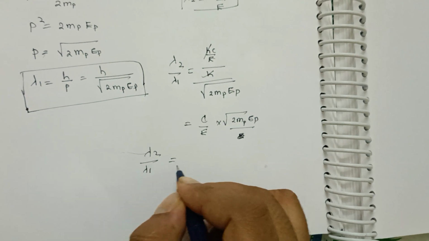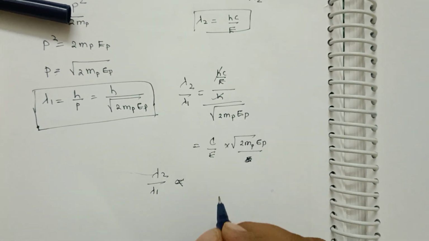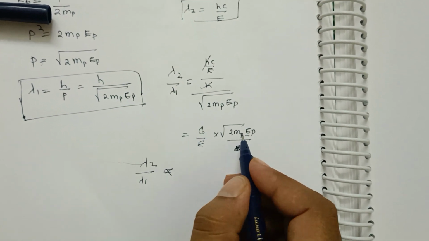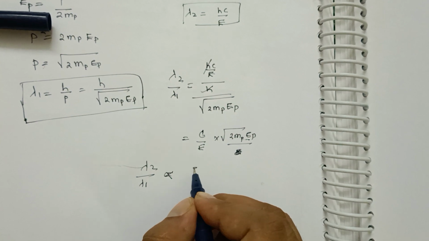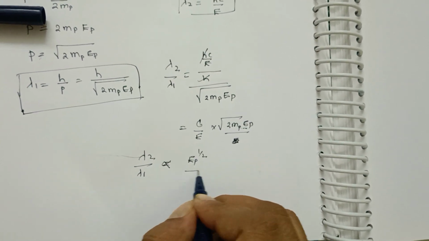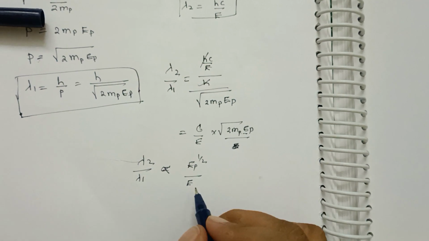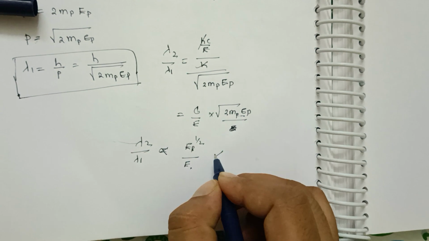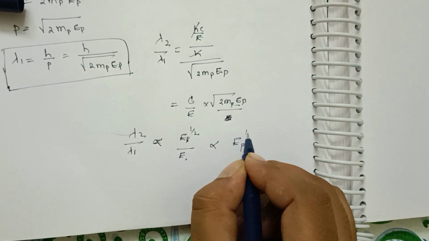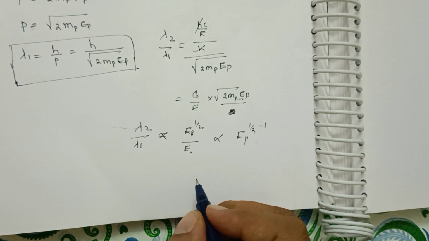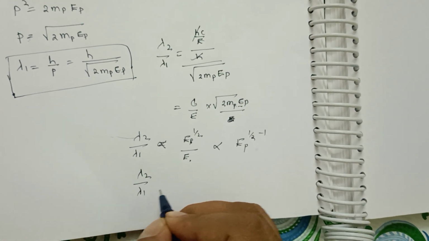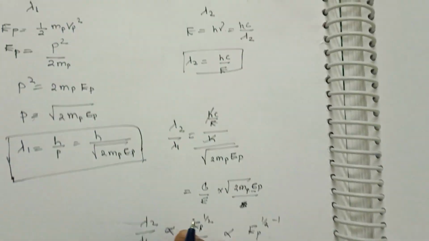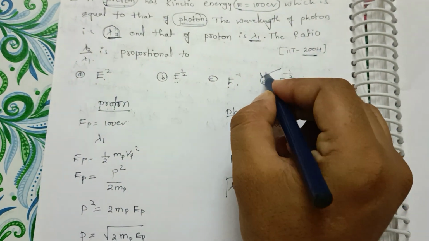So he is asking that lambda 2 by lambda 1 is proportional to energy. What terms in energy? If you take it here, c is a constant, 2 mp is also constant, I could write here Ep whole power 1 by 2 by E, where E is the energy of the photon, Ep is the energy of the proton, but both are equal. So I could write that it is proportional to Ep power 1 by 2 if it takes upside minus 1. So lambda 2 by lambda 1 is proportional to Ep power minus 1 by 2, which means in the options, option D is the correct one.